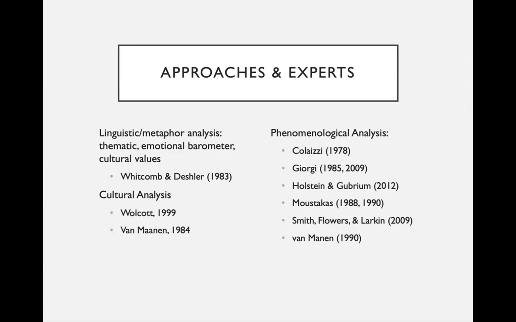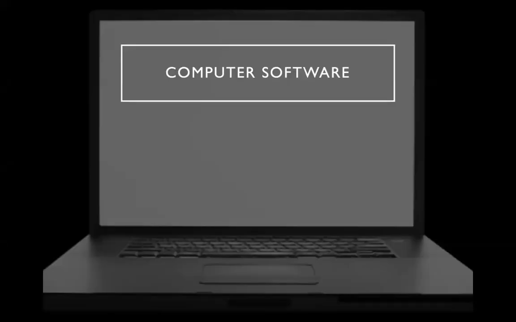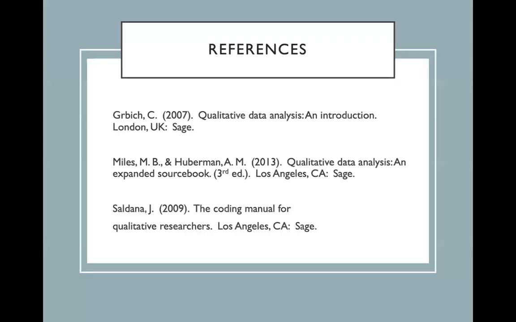Others will include the linguistic or metaphor analysis, the phenomenological analysis, autobiographical analysis, narrative analysis, case study analysis, mixed method analysis, but never mind. There are also, interestingly, computer software that can help you analyze qualitative data. These are software packages that can either assist with theory building or with concept mapping. They also have voice recognition that converts audio into text, such as Dragon and the like. So that's how you analyze qualitative data.